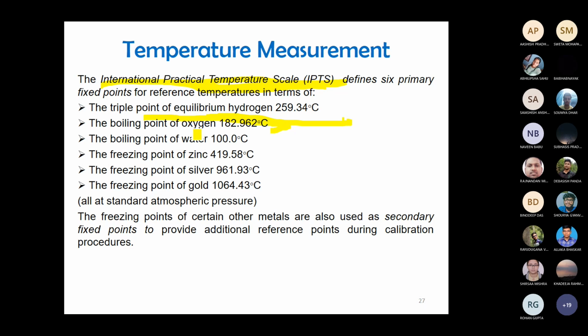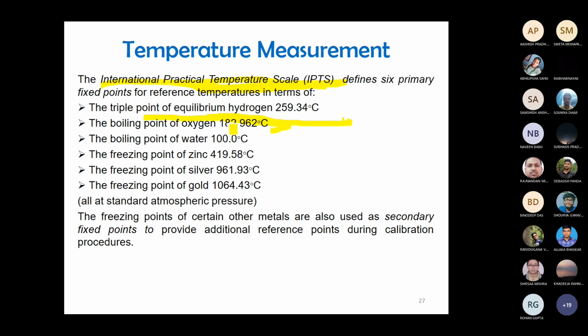Okay, for water, there is the freezing point, which is 419.56 in the scale, so directly you can see how much the values are there. Then the freezing point of silver. If silver is in the freezing condition, you can standardize the other parameters also.